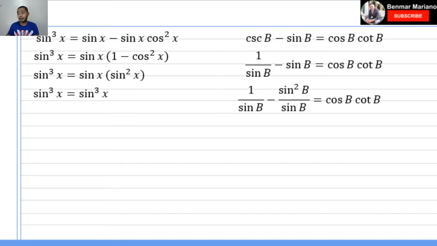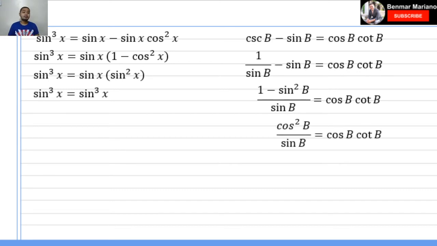Okay? Now we can merge these two fractions. So this will now be 1 minus sine squared b all over sine b. So 1 minus sine squared b is actually equivalent to cosine squared b. So that is the first identity under the Pythagorean identity, just like what I did here, okay, in this part.